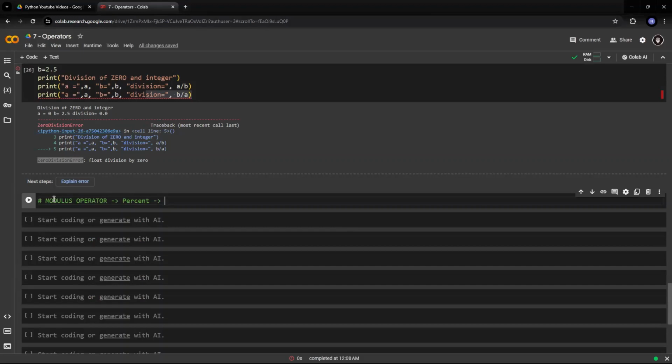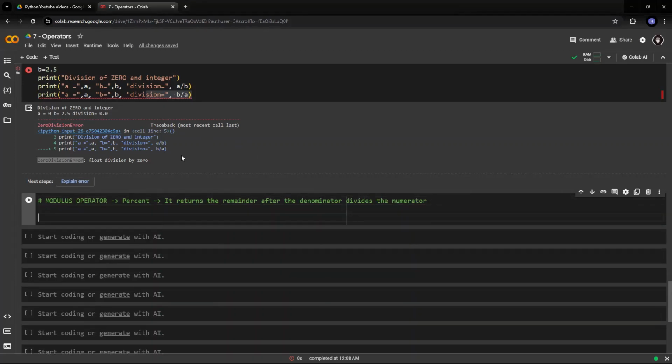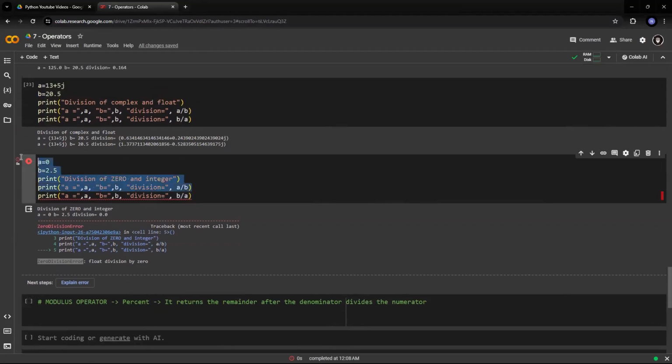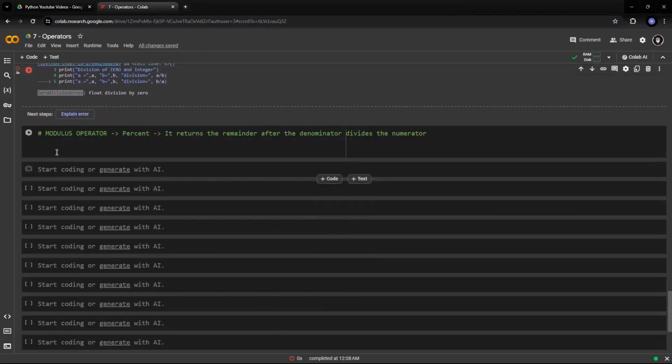So let's see how it happens in various scenarios. We'll try to do it in various ways as we did earlier. So usually it returns the remainder after the denominator divides the numerator. Sounds good. Let's see some examples.